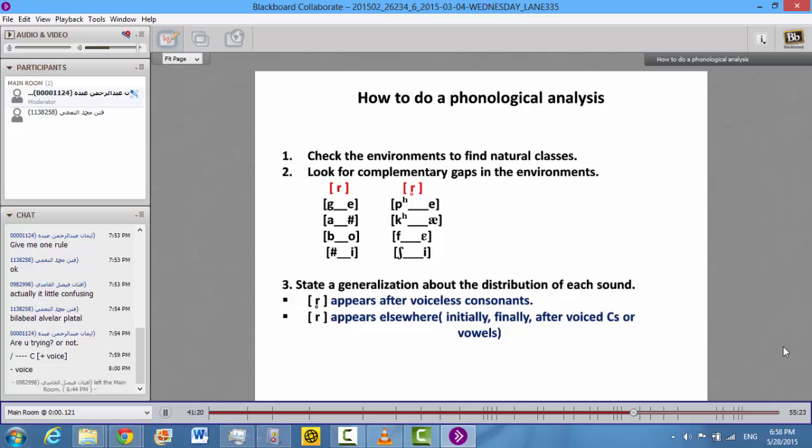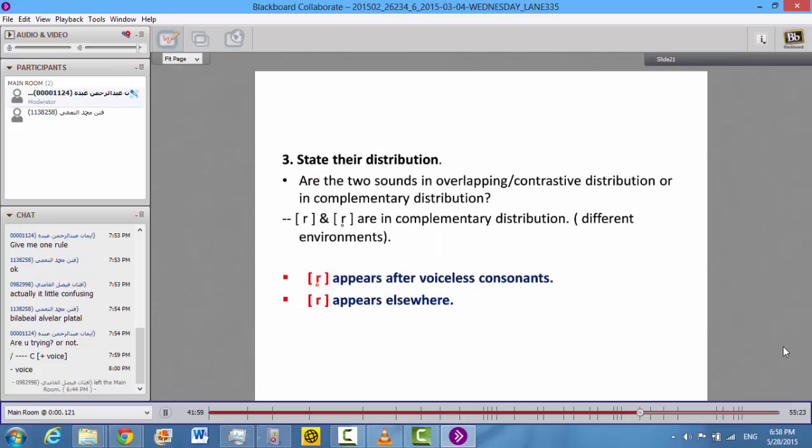Whereas the ra voiced has more than one position: initially, finally, preceded by ga, voiced consonants, and so on. So more than one environment. But here we have always after voiceless consonants. So after that, we state a generalization about the distribution of each sound. We say that the ra voiceless appears after voiceless consonants, whereas the ra voiced appears elsewhere, either initially or finally, or after voiced consonants or vowels.